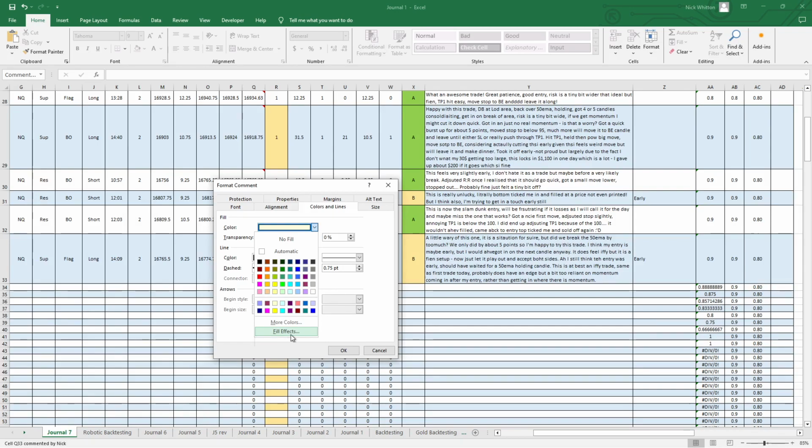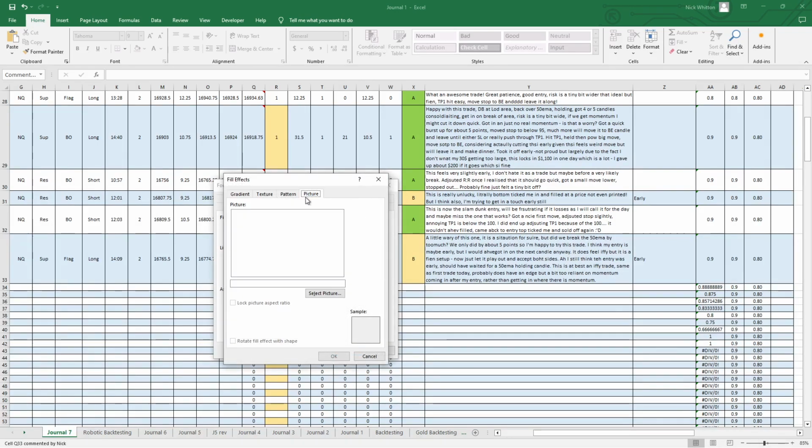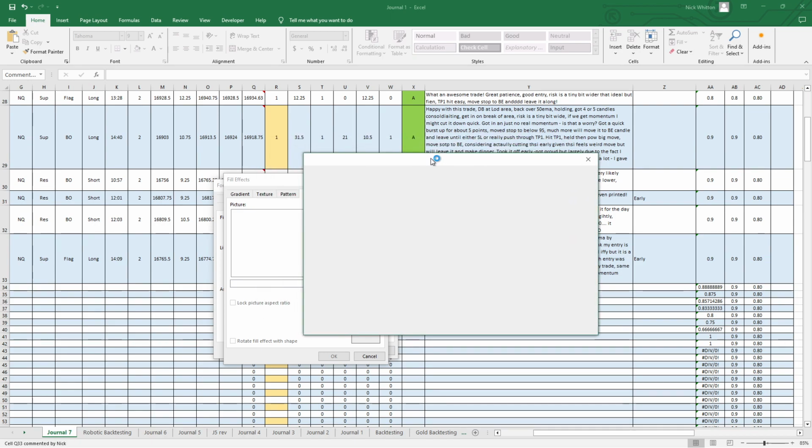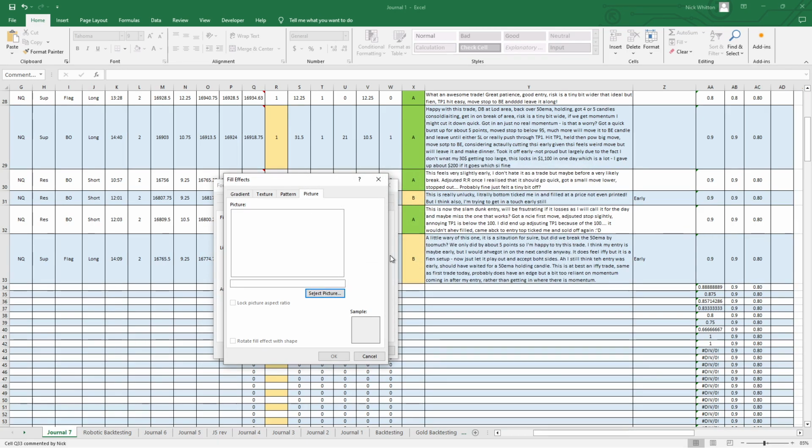fill effects, picture, select picture, and then for some reason mine now comes up and says, do you want to use the internet, Bing search, or do you want to use your own? It's taking a little bit of time sometimes. I think that the more pictures you put into one Excel spreadsheet, the slower it can get, but I'm going from file because I've saved them to my file.